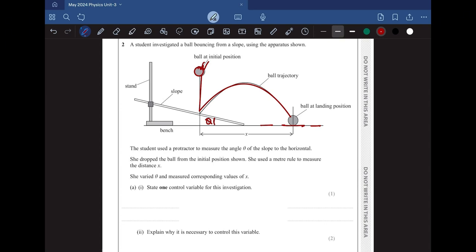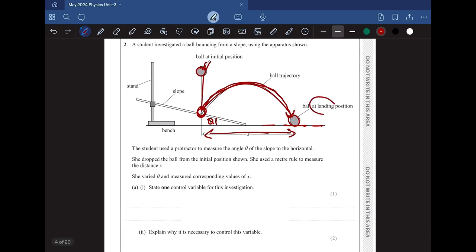So the distance x is the position at which the ball was dropped and the position it landed. So basically, this is the distance x, the position from where it bounced actually. After bouncing on the slope, to the position it will bounce again, or it will fall, or it will land actually. This is the distance they're talking about. So she said she varied theta and measured corresponding values of x. This is quite obvious, right?